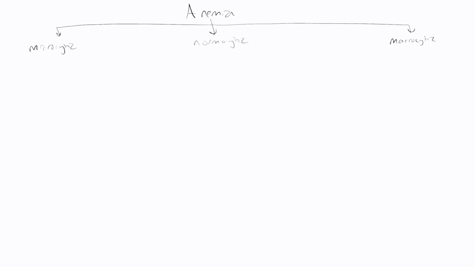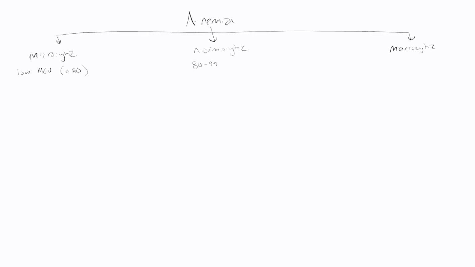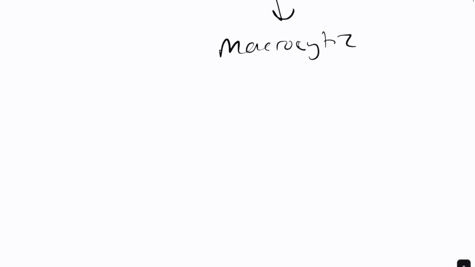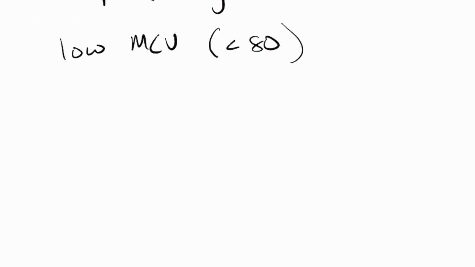All right, so microcytic anemia just basically means that in your lab values, you're going to have a mean corpuscular volume of less than 80. So basically it's a low MCV, less than 80. Normocytic anemia is when your mean corpuscular volume is going to be within normal limits. So it's between like 80 to 99 or whatever. Then macrocytic anemia is going to be a higher mean corpuscular volume, so high MCV, greater than 100.